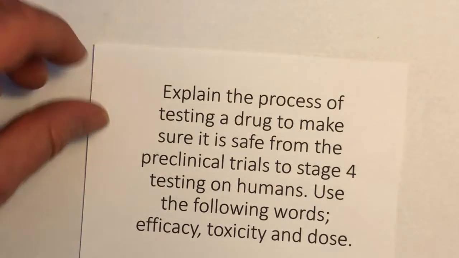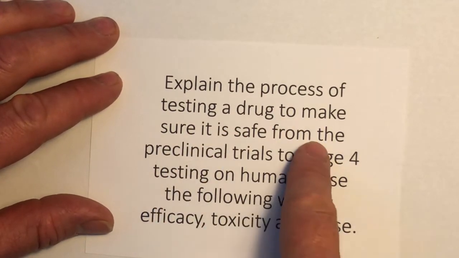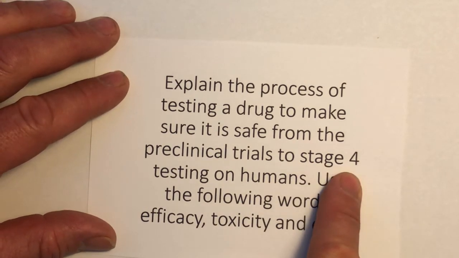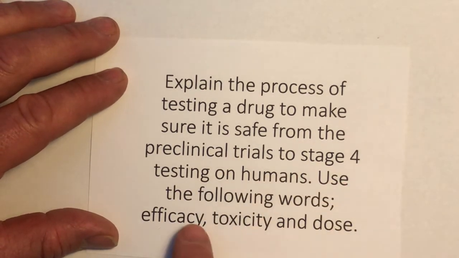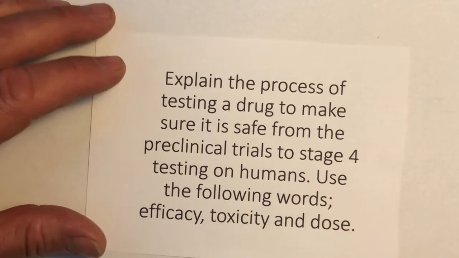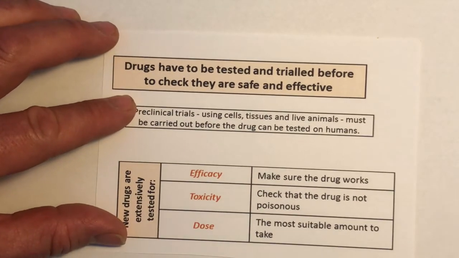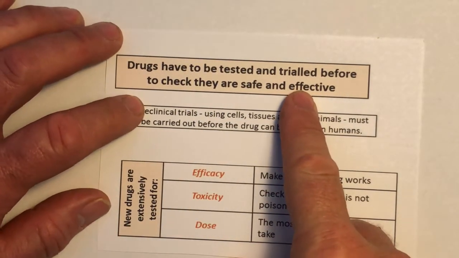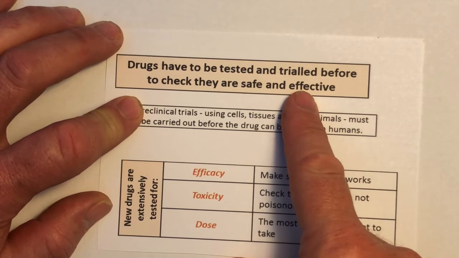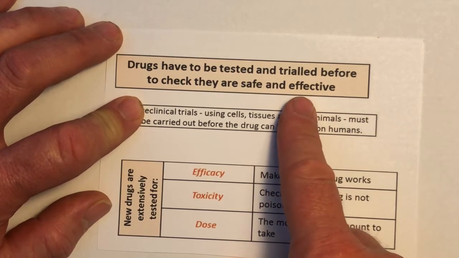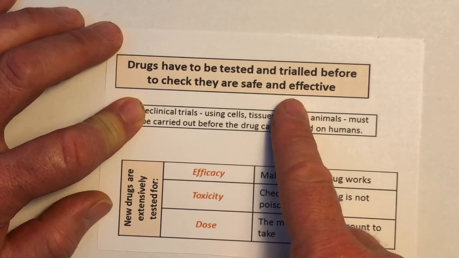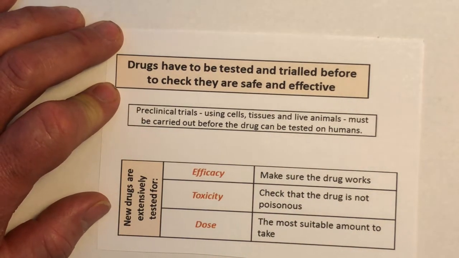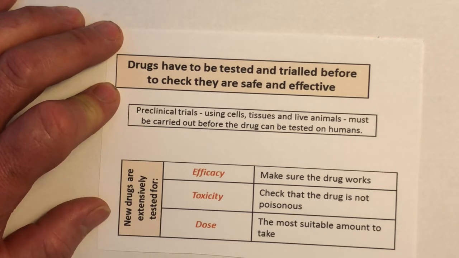Now, what I'm going to do is go through the process of testing a drug to make sure it's safe, from the preclinical trials to stage 4 testing on humans, and the words efficacy, toxicity, and dose. Basically, drugs have to be tested and trialled to check they are safe and effective. There's no point in having a chemical that is the cure for cancer but kills every other cell in the body. There's no point in taking a drug that makes you iller than the actual problem that you have in the first place.